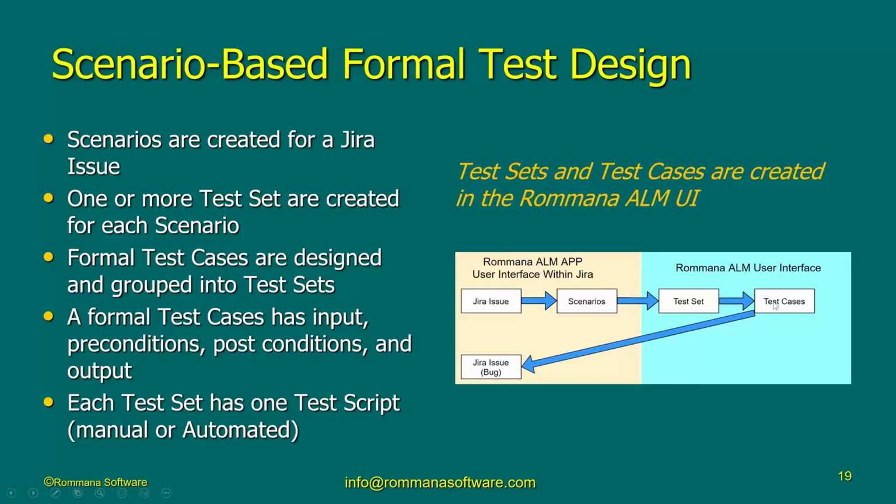You don't have to worry about it because the app will take you there, except at this point you will be presented with the security screen to tell you that you are leaving this app, you're going to the Rommana ALM user interface, and you will just accept the change. It uses the OAuth protocol to communicate between the two applications. Here you are within the Rommana ALM app in Jira. Here you are moving to the Rommana ALM user interface.